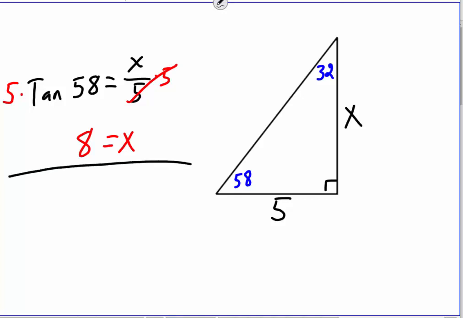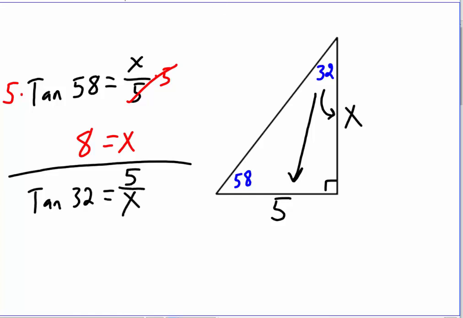Now, instead of standing at the 58, let's say we chose to stand at the 32 instead. So we'd say, all right, tangent 32 equals opposite over adjacent. So in this case, though, the opposite of 32 will be a 5, and the adjacent will be an x. So this will be 5 over x.